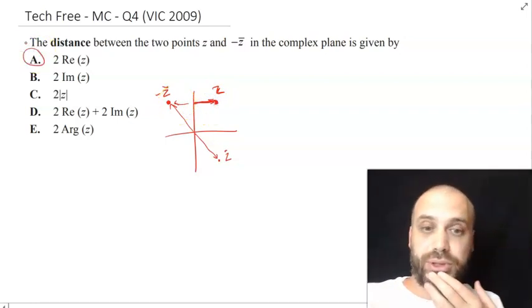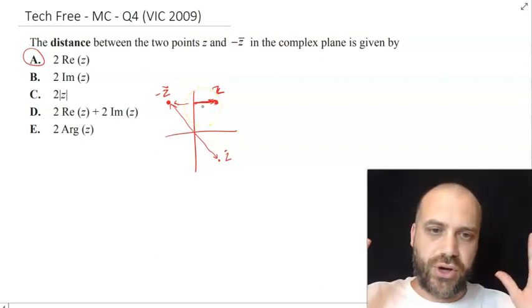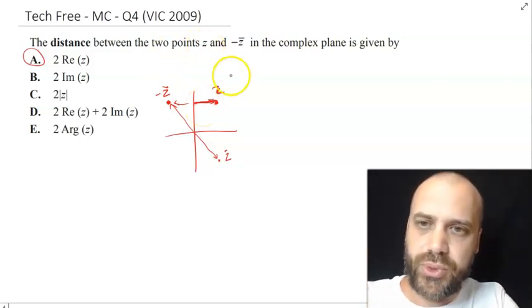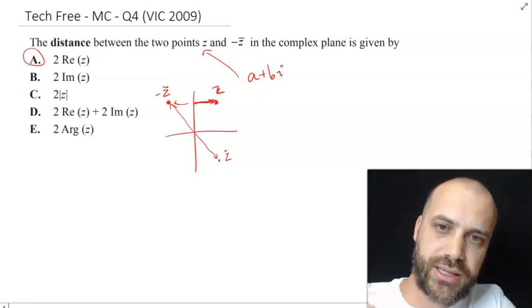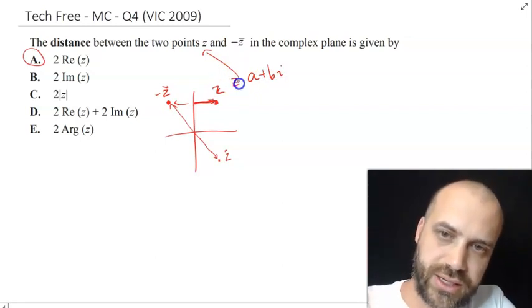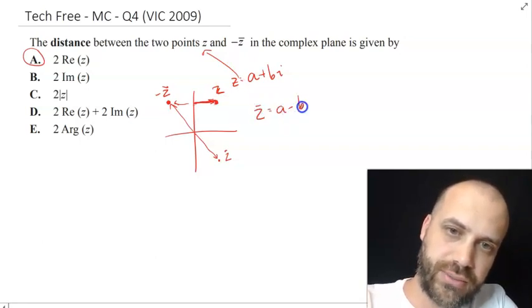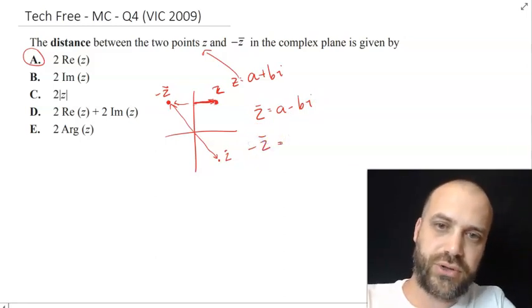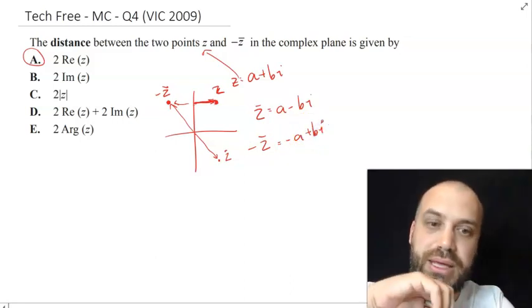Now, a lot of people are going to look at that and they're going to hate it. You certainly don't have to solve it that way. That's how it popped into my head. So let's make the points something like A plus Bi, which of course means that if Z is equal to A plus Bi, the conjugate of that is equal to A minus Bi, which means that the negative conjugate is equal to negative A plus Bi.